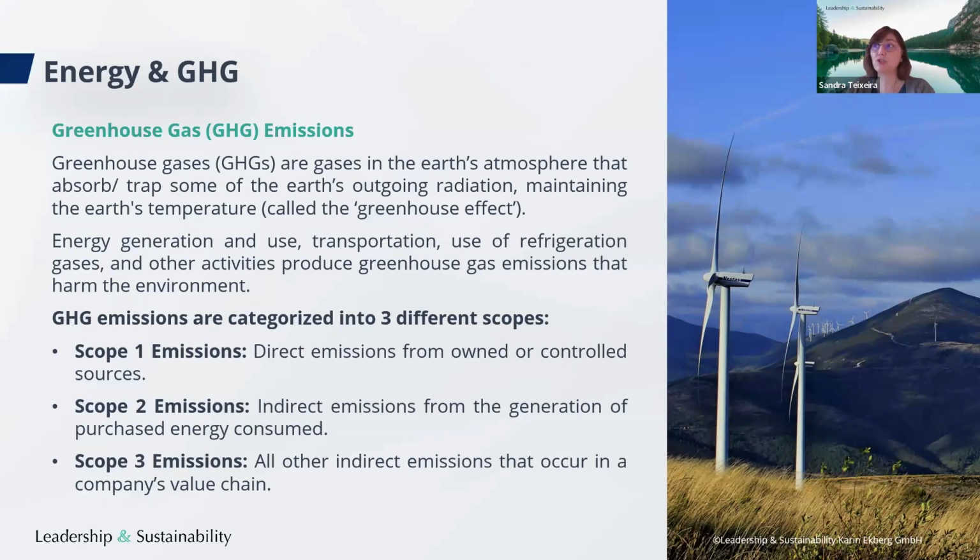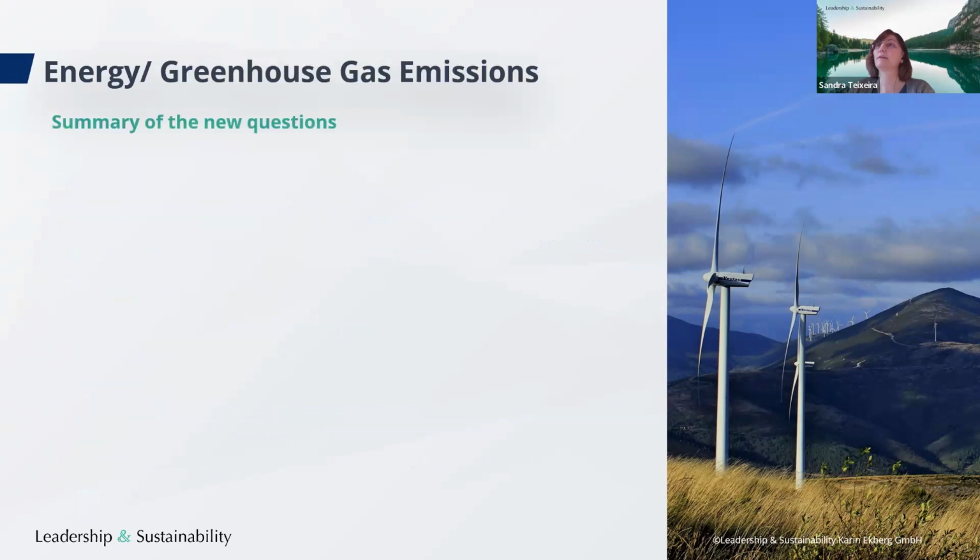So scope 1 emissions are direct emissions from your own or controlled sources. Then you have scope 2 emissions, which are indirect emissions from the generation of purchased energy, and scope 3 emissions, which are all the other emissions that occur in the company's value chain.